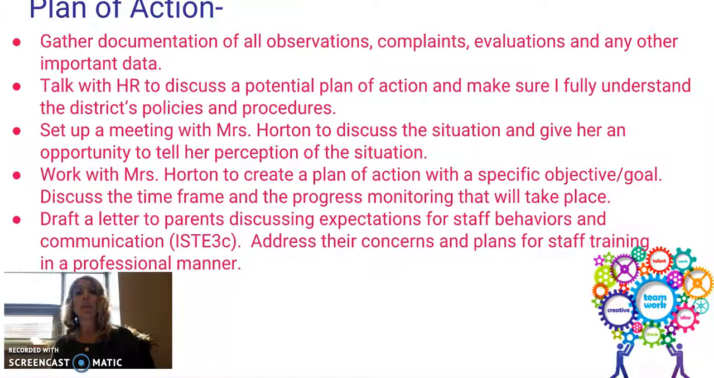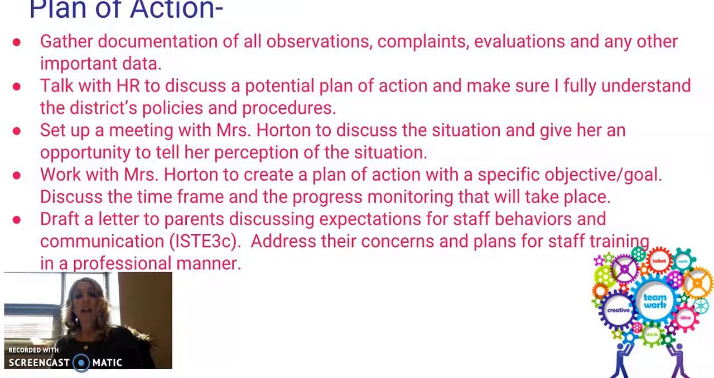I need to set up a meeting with Mrs. Horton to discuss this whole situation, and I need to give her an opportunity to tell her side of the story, her perspective on things. I think it's important to listen to all parties who are involved. And then I need to work with Mrs. Horton to create this plan of action. Set a specific goal or objective that she can work on. Also set an appropriate time frame for these goals to be met, and how are we going to monitor them.